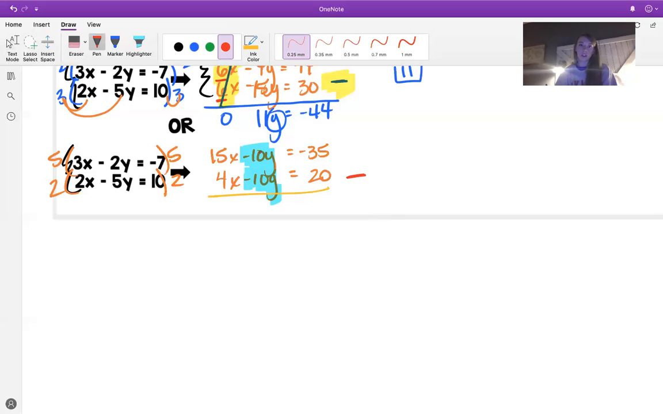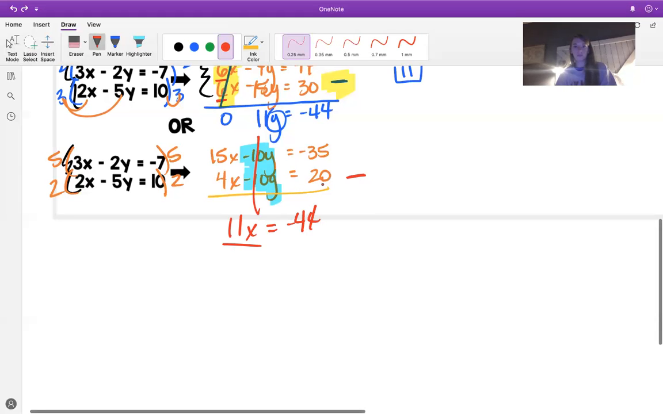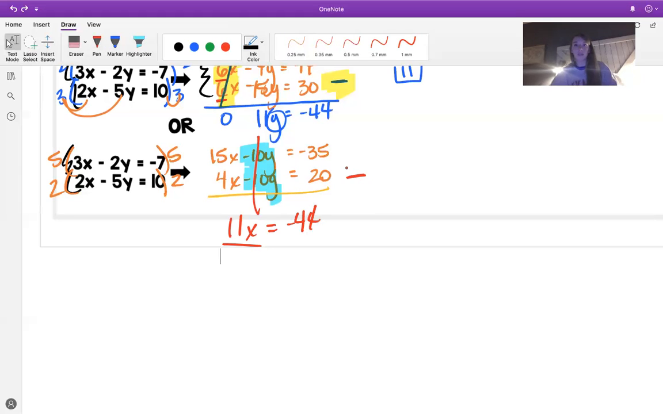So those cancel. Then I have a positive 15 minus 4, that's 11x. I have a negative 35 minus 20, which is a negative 44. And we can solve for x. All right, so that is how you do elimination. Unlike substitution where you solve for a variable and plug it in, you are just creating equivalent equations so that you can eliminate a variable.